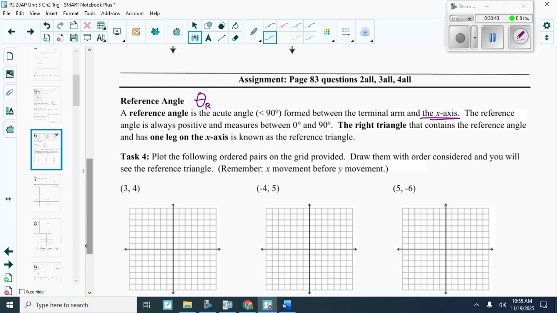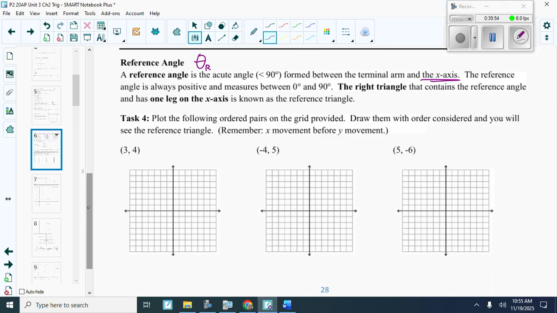So let's plot the following ordered pairs on the grid, and then we're going to draw them with order considered. You'll see the reference triangle. They're just reminding us how to plot when you have an ordered pair. It's x and then y. So we're going to go 3 over, 4 up. What we're doing is showing the x value and the y value as the legs of a triangle, and then we just go from the origin to the actual spot.